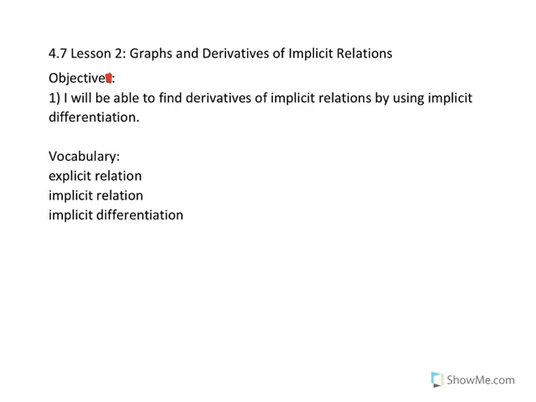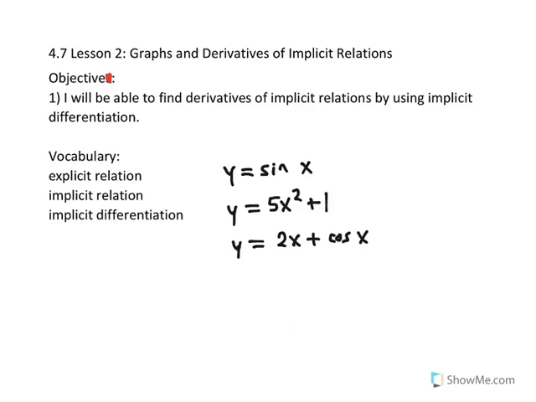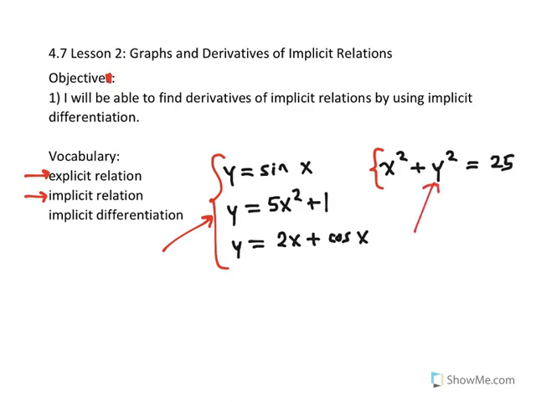So yesterday we learned about explicit relations. Explicit relations are those in which y is isolated. And we also learned about implicit relations. Implicit relations are those for which y is not isolated. In an explicit relation, you have y isolated and y is defined as a function of x. In an implicit relation, that is not done so. So you may be able to isolate y, maybe not. But in either case, you can use something called implicit differentiation to find dy dx for an implicit relation.